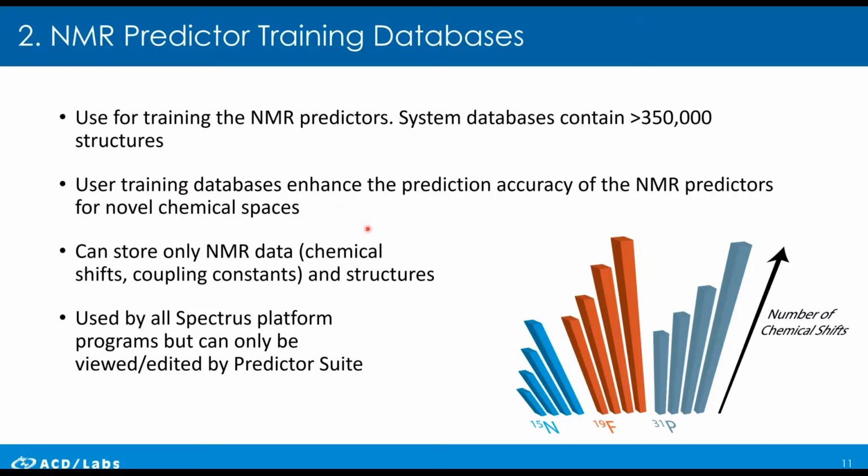An important thing about NMR predictor training databases is that they can store only NMR data. And actually, they can't even store spectra. They only store in principle chemical shifts and coupling constants and structures, nothing more. They are used, though, by all our Spectrus platform programs. So even again, if you have the simple Spectrus Processor and you are doing some structure verification or whatever, these training databases will be used in the background, okay? But you can only view and edit these databases using our Predictor Suite software package.